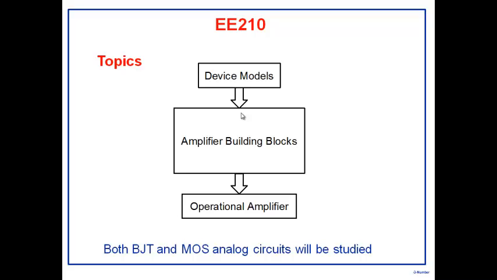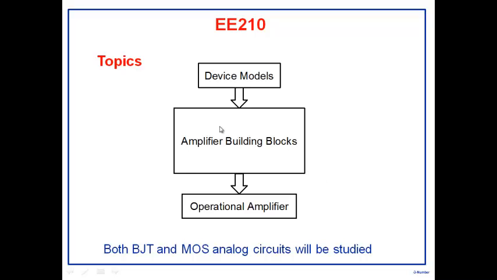All right, so the course EE210 is basically an analog circuits course, and within analog circuits we'll be mostly doing amplifiers, and initially we'll be looking at building blocks of amplifiers. A typical amplifier is a multi-stage amplifier, consisting of different stages. So we'll be looking at those different stages, and towards the end we'll put all of them together to make an operational amplifier.